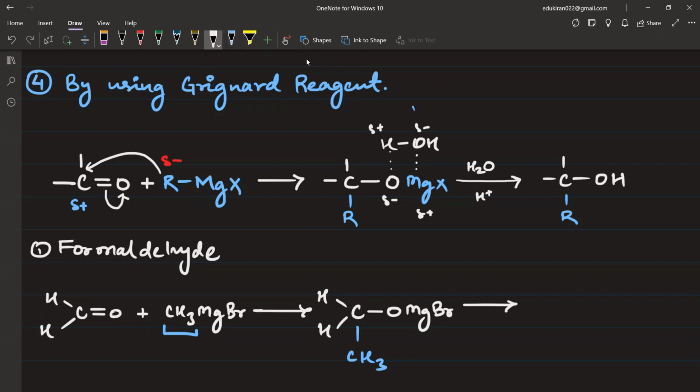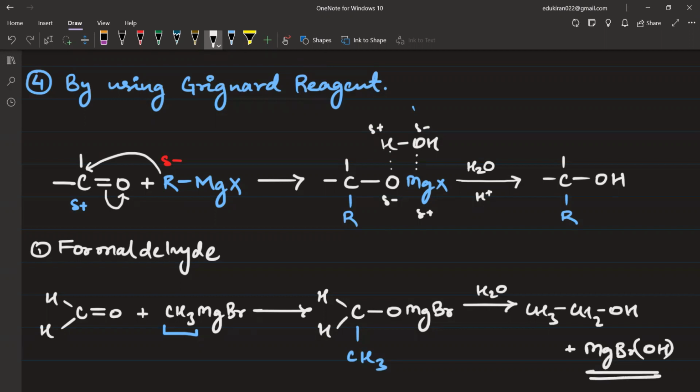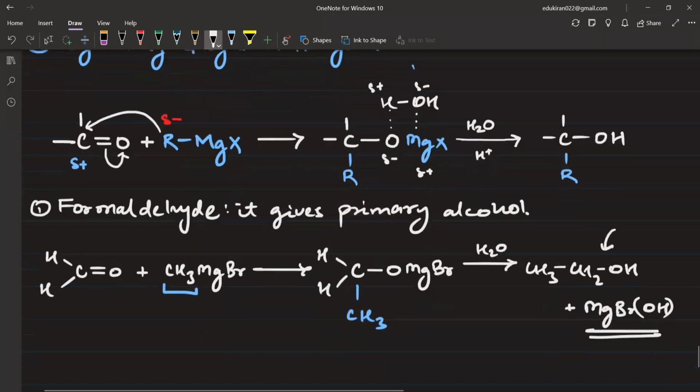And then further on the addition of H2O, on hydrolysis, what happens? We will be getting CH3CH2OH, plus we'll be getting MgBrOH like this. This product is not very important for us. This alcohol is important. If I see formaldehyde here, it gives a primary alcohol. Right, next.